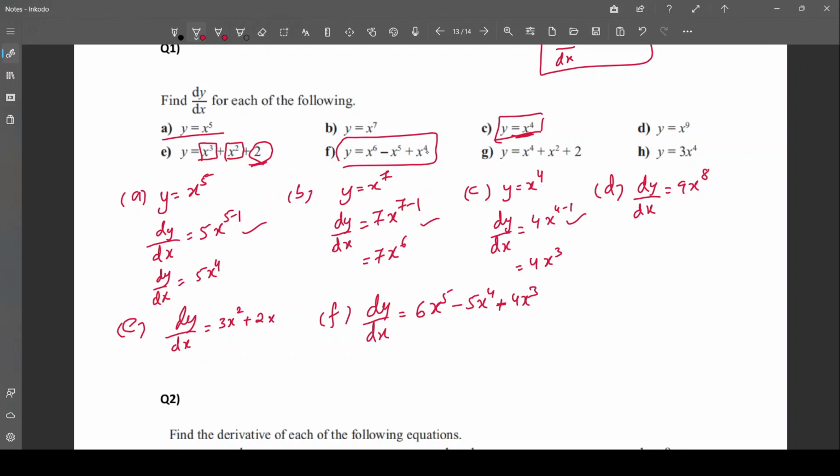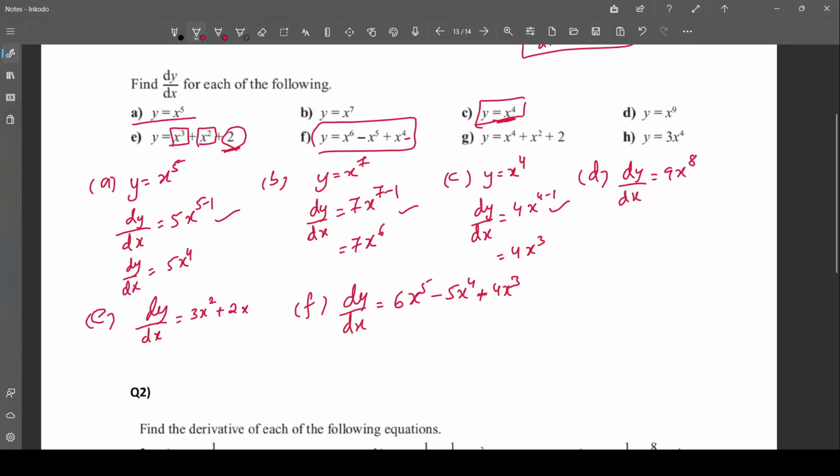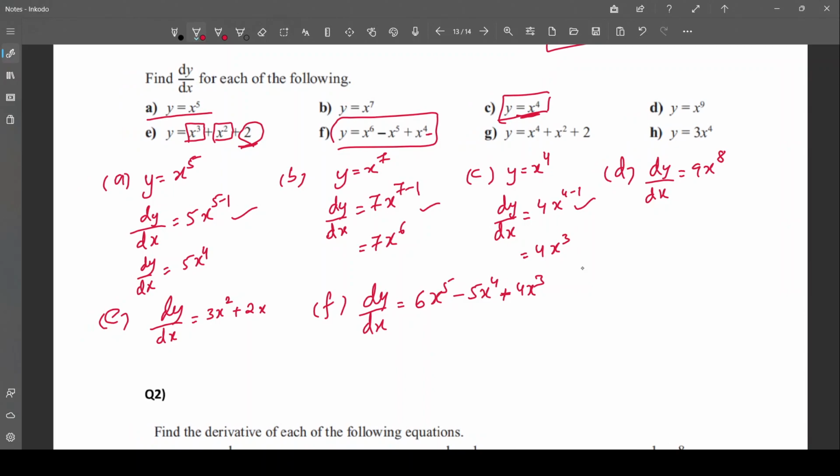This 4 comes in front. I believe you understand. This is the power rule we are using for each function. And the power rule is that the exponent will come in front and be subtracted by 1.